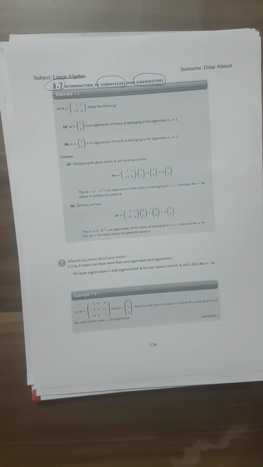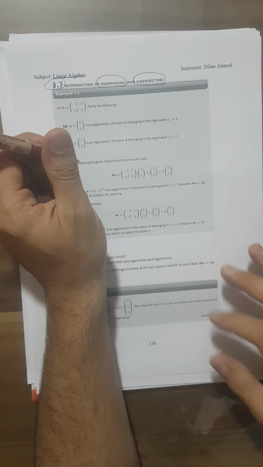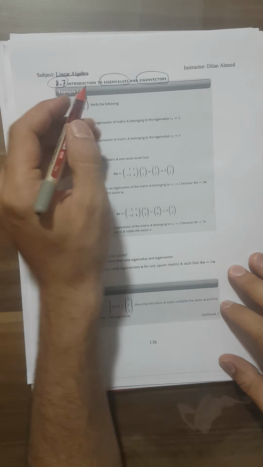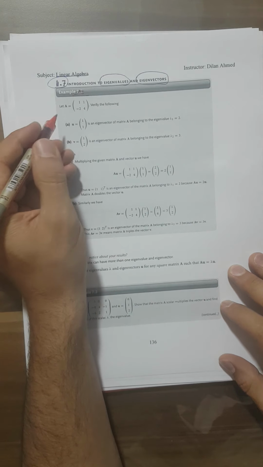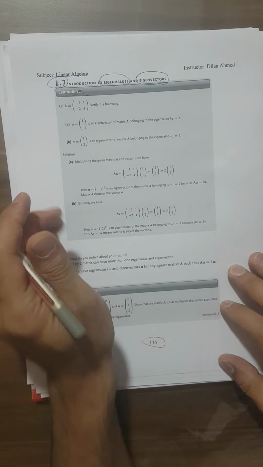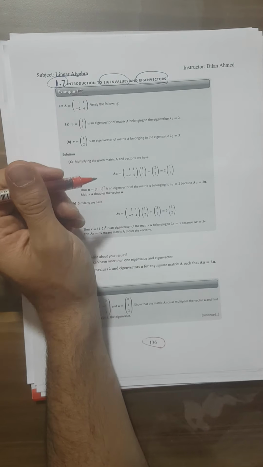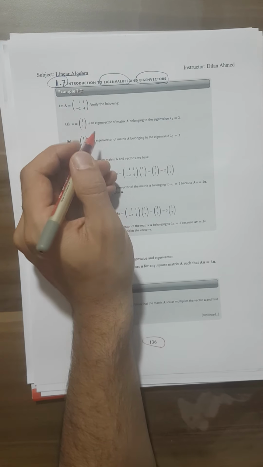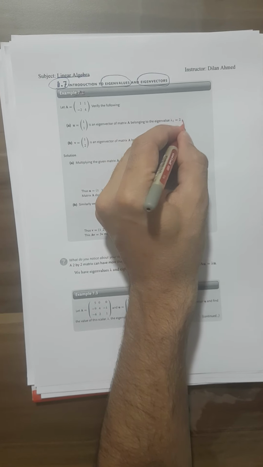Eigenvalues and eigenvectors are very important in the engineering departments or any other department, because most problems depend on eigenvalues and eigenvectors. First of all, this example on page 136 is a preparation for understanding the meaning of eigenvalue and eigenvector. Eigenvalue is a value like lambda.